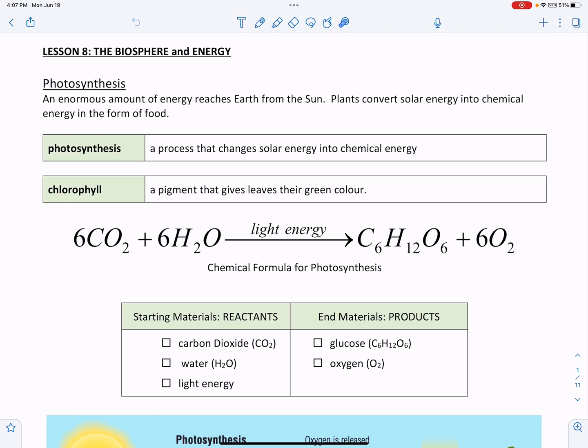The chemical formula for photosynthesis is as follows. We start with reactants. These are the starting materials. And we end up with products. These are the end materials. The starting materials for photosynthesis are carbon dioxide, CO2, water, H2O, and light energy.